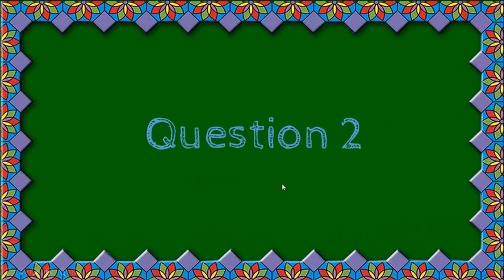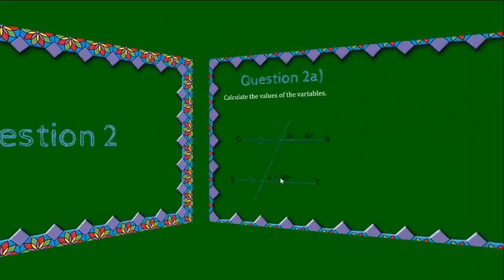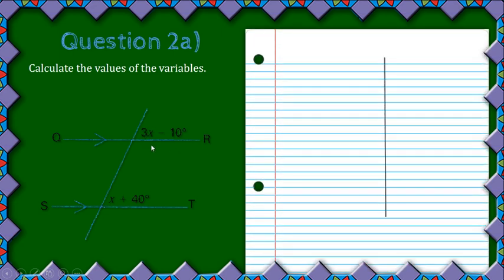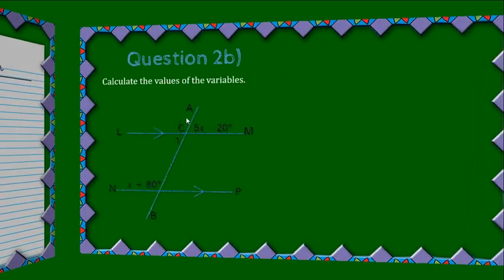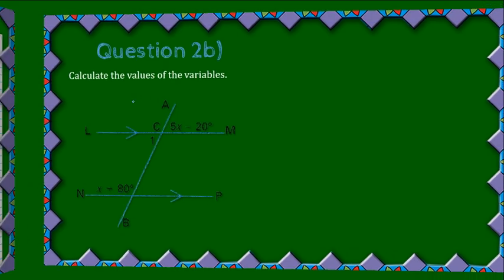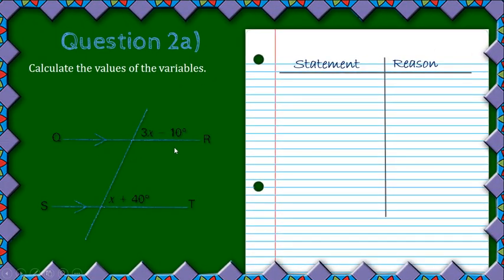Okay, then we move on to question 2. Now for question 2a, we need to find x. And what relationship do these two angles have? They are corresponding angles because QR and ST are parallel. So that means they are equal.